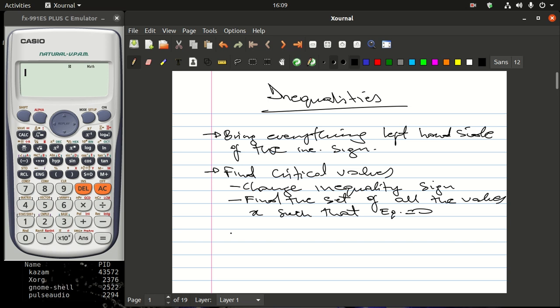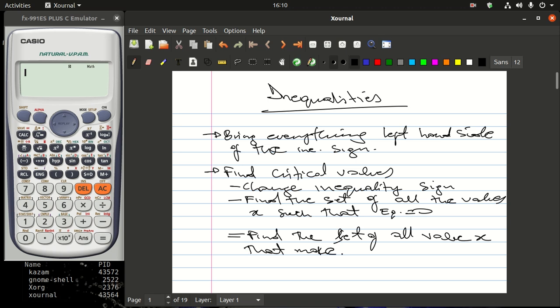And then secondly, you want to find the set of all values x that make the equation undefined. So there are two things we are looking for to find the critical values: the set of values that make the equation undefined, and the set of values that make it equal to 0.